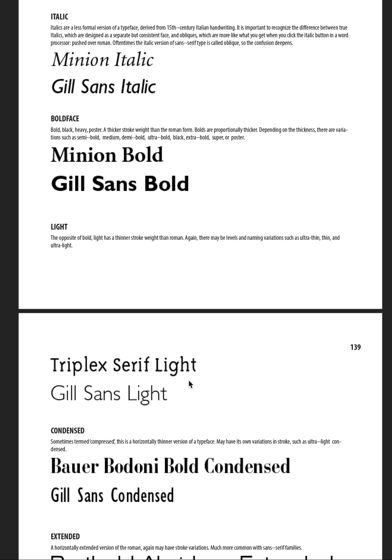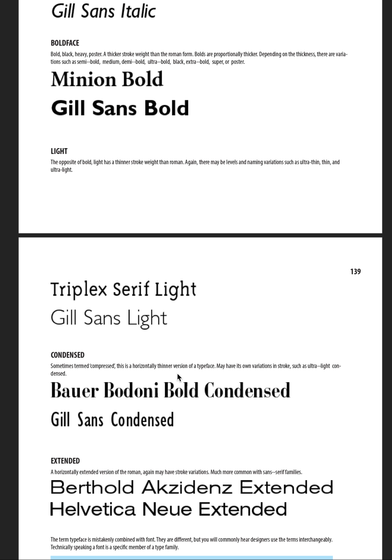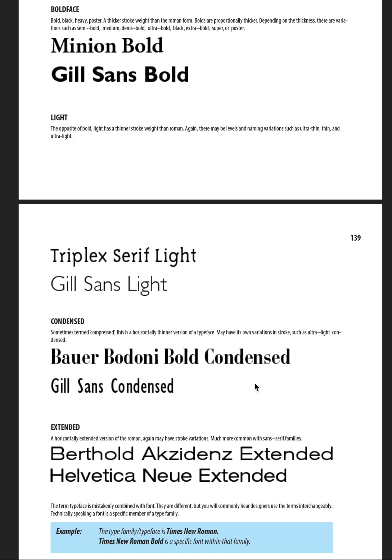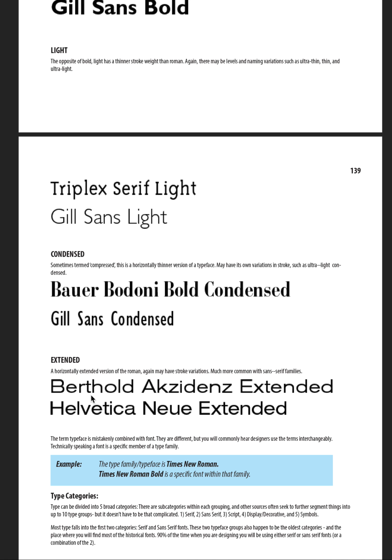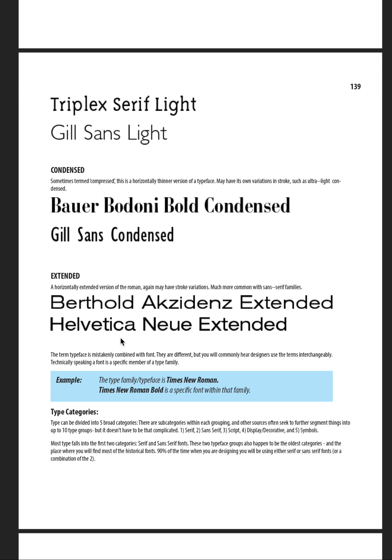Light, similarly, would be obviously thinner than a bold, but it's also going to be thinner than a regular or a Roman. We have condensed, which is horizontally compressed. It looks a little bit like you took your hands, put them on either side of the type, and squashed it. It is narrower in width than the standard or the Roman style would be. And extended is exactly the opposite. It's horizontally stretched. And you'll see those, and again, those are common styles within a typeface or a font family.